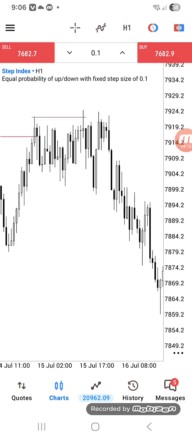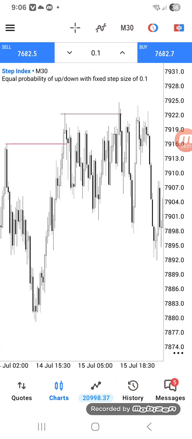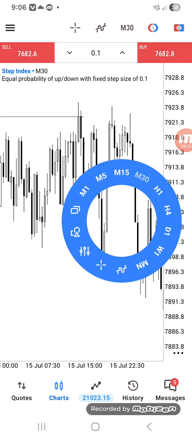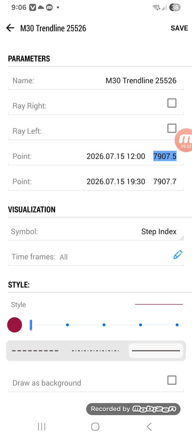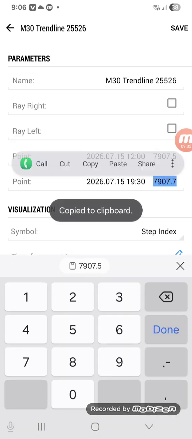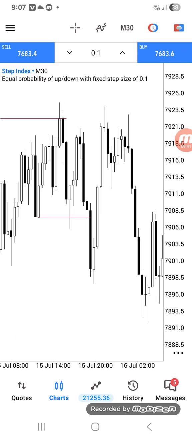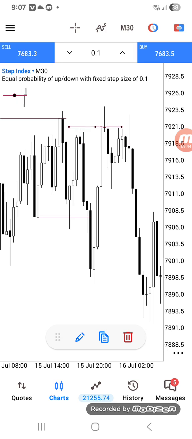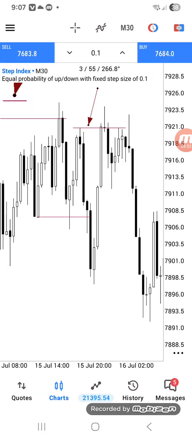So after giving us that last sweep of liquidity, what next? It gave us a confirmation of a change of character. This is a confirmation of a change of character. And also you can call it market structure shift. And after that it came back to take this high here. It took this high here. This was the high that was taken here.